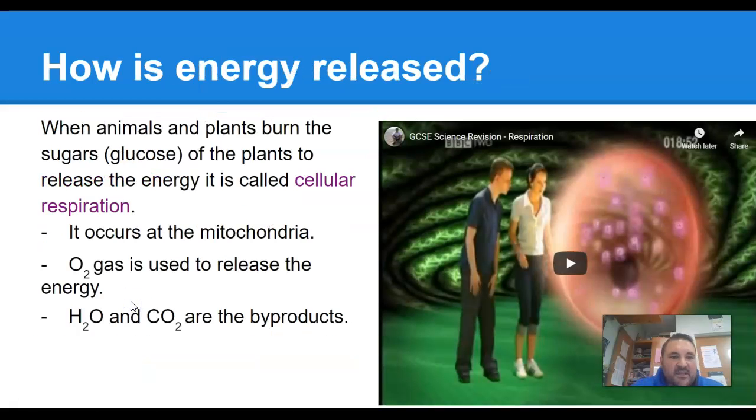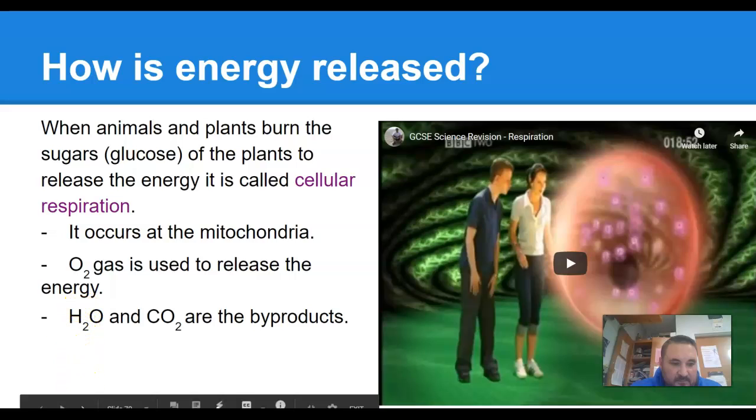How is energy released? Energy is released by the process of cellular respiration. Whether you're an animal, a plant, or any other type of thing, you are going to release this, and it's done in the mitochondria. Oxygen gas is used to burn the sugar of glucose, and the byproducts are water and carbon dioxide.